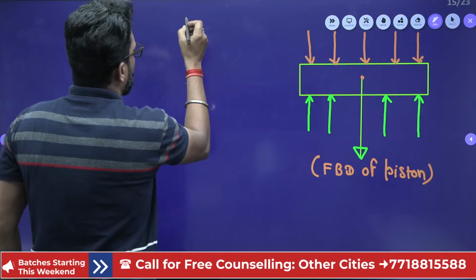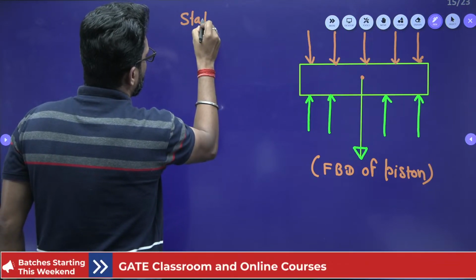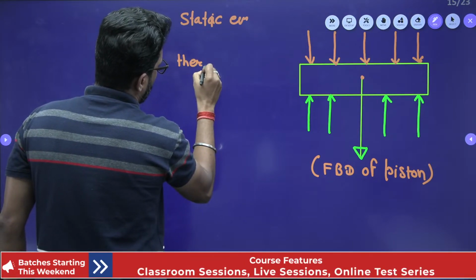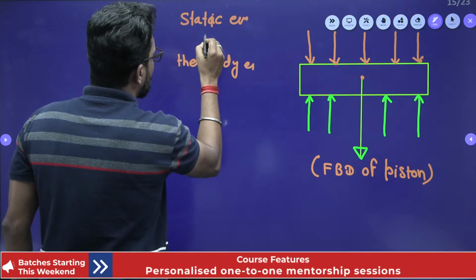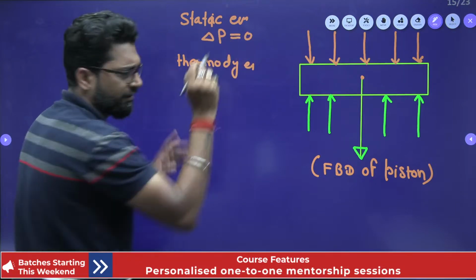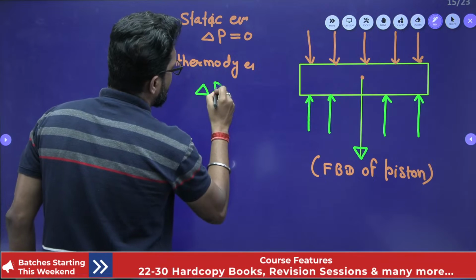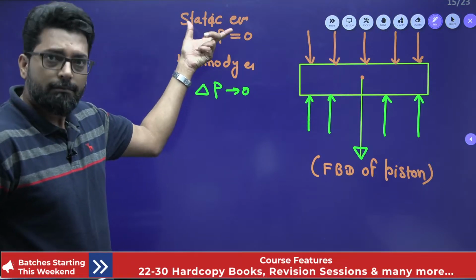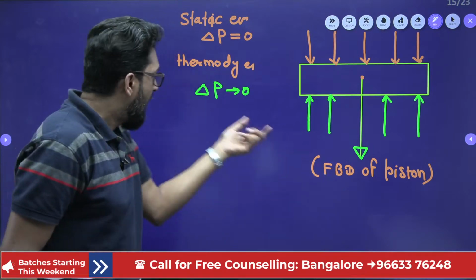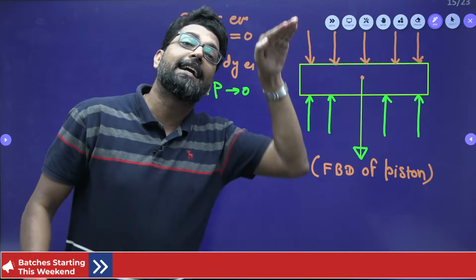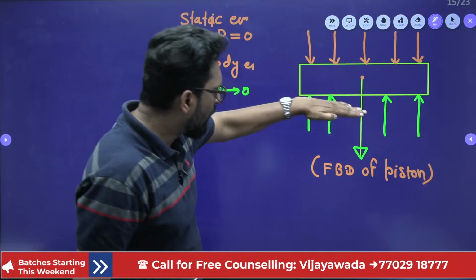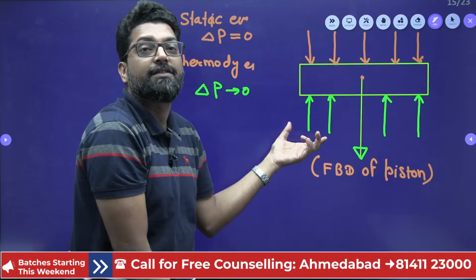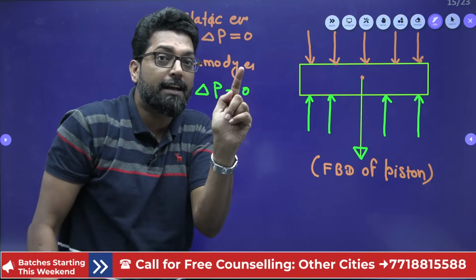In a static equilibrium, delta P means the sum of all the forces, and in a thermodynamic equilibrium, delta P tends to 0. So in the free body diagram, we apply the static equilibrium, that means net force is equal to 0, and we have to find the internal pressure, or you can say the total external pressure at that position.